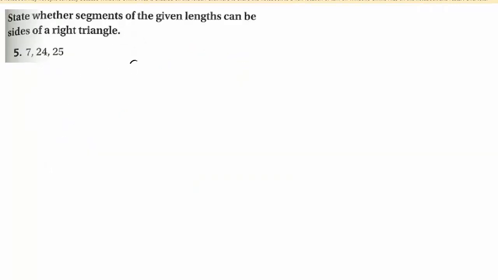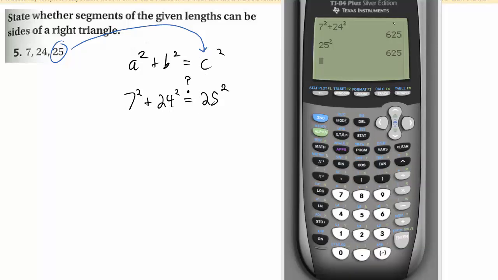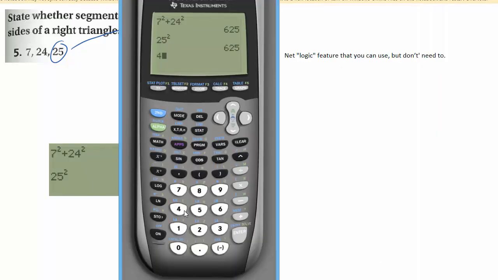For number five, we're just confirming to see if these can be lengths that we can use to construct a right triangle. What that means is, do these three numbers work in the Pythagorean formula? Always put your biggest number into the C, because if there is a hypotenuse, you have to have the biggest number be the candidate for the hypotenuse. These check out. Since both sides of the equation are equal to each other, it's going to check out.